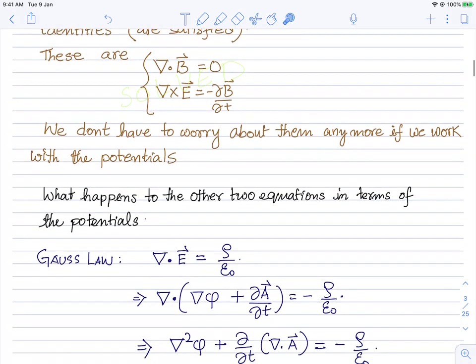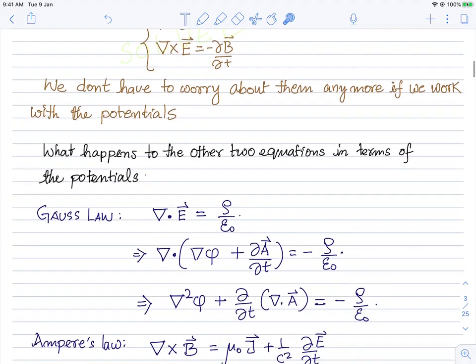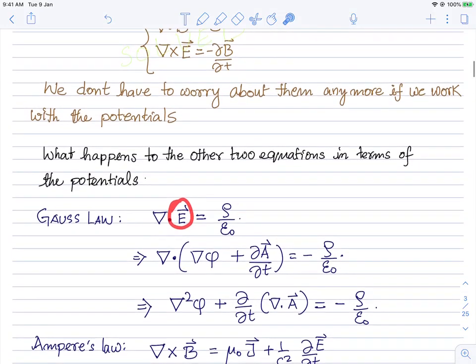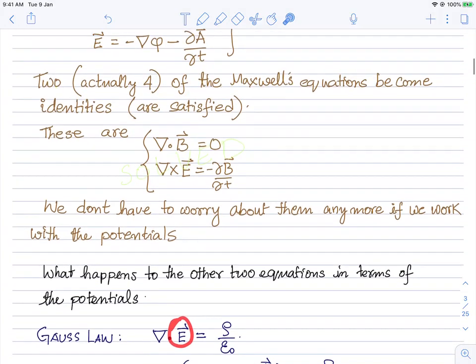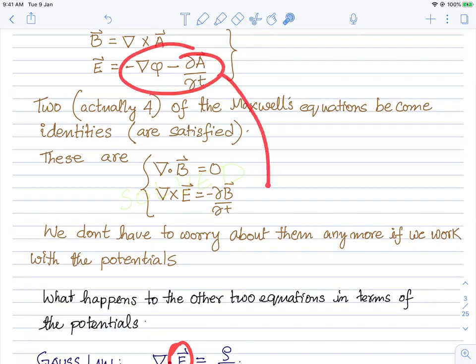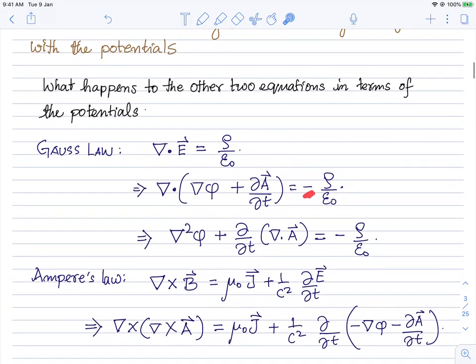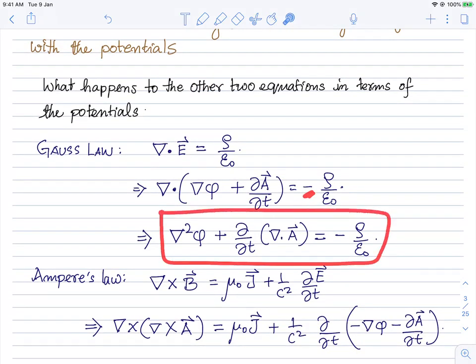So we have to worry about two more equations, the equations that had sources, and that was the Gauss law and the Ampere's law. Let's see what the Gauss law and the Ampere's law have to say for the scalar and vector potentials. For the Gauss law, we take E and plug in this definition of the electric field that we had here. Again, I have taken the sign out and put it here. If we do, we get this equation for the scalar and vector potential.